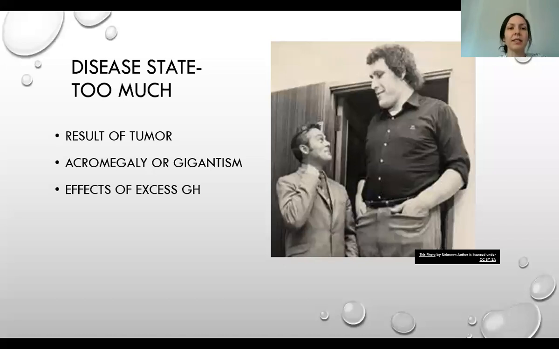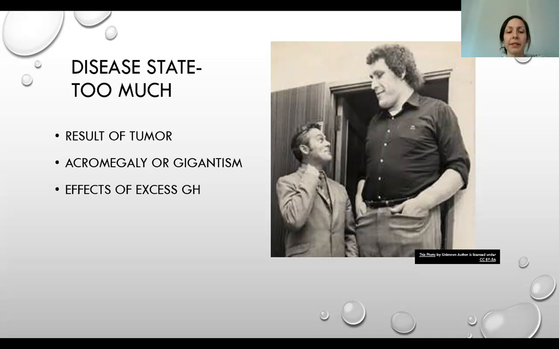So for the disease state, when you have an excess, it can cause acromegaly or gigantism, which are essentially very similar. They affect people pretty much the same way. It typically results in a tumor. Initial symptoms are enlarged hands and feet. People with this disease often experience joint pain, headaches, deep voice, along with many other symptoms, but those are the most common.